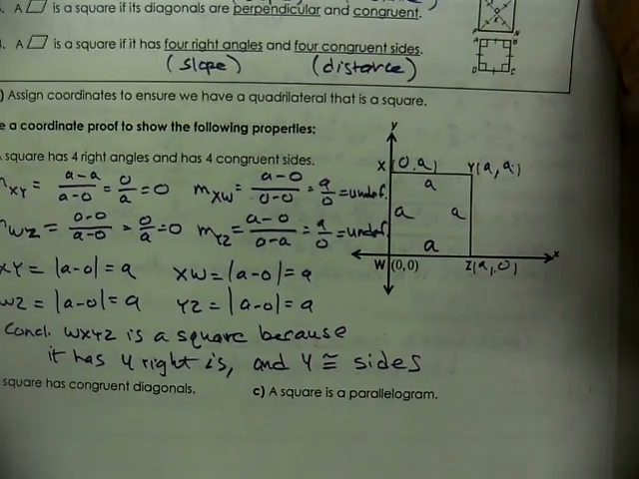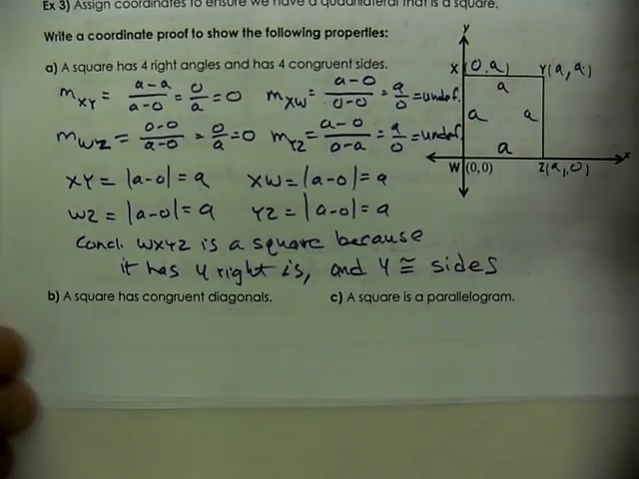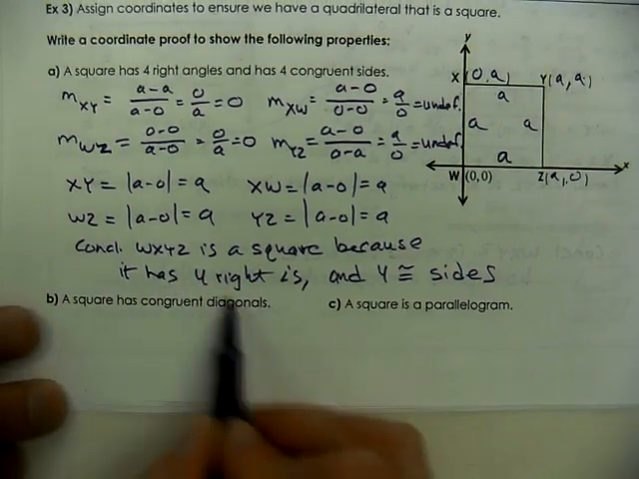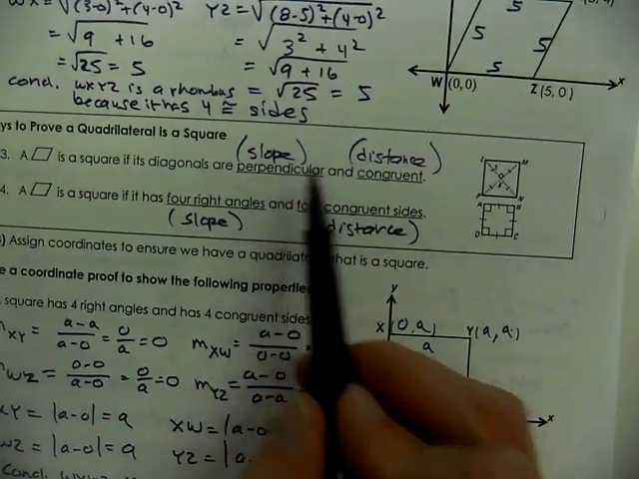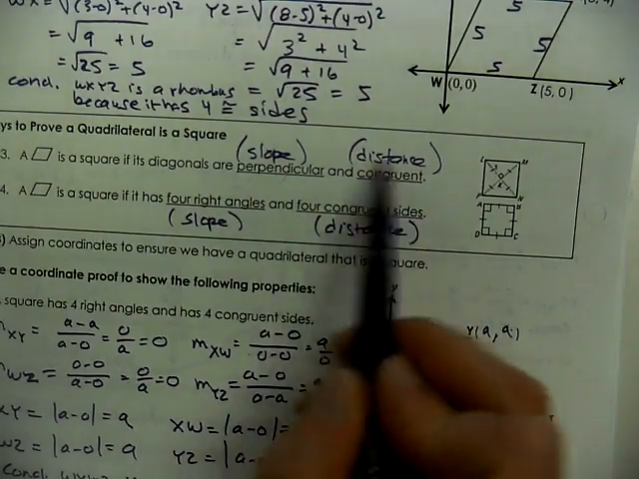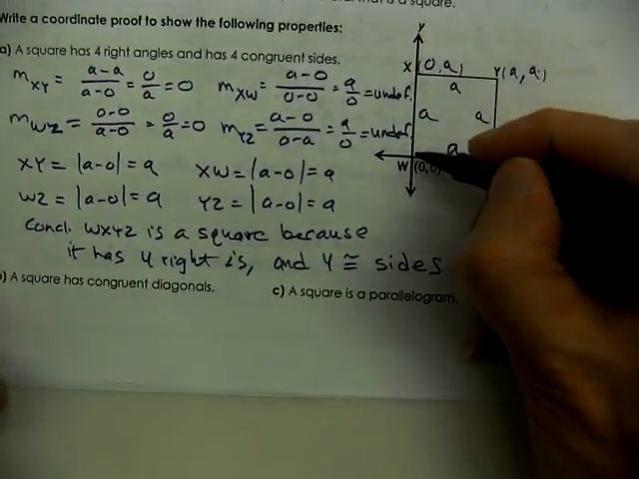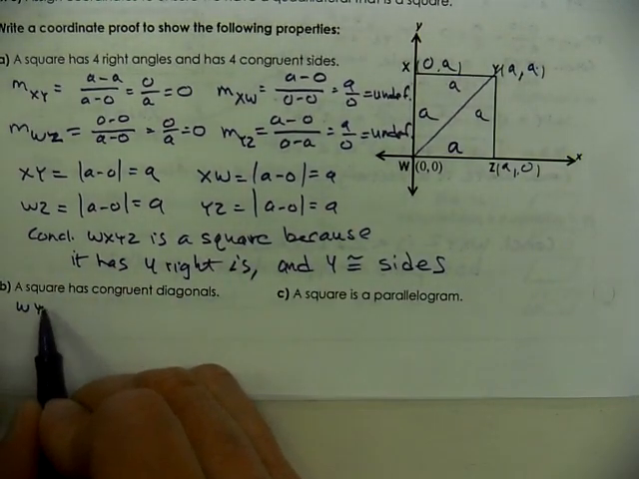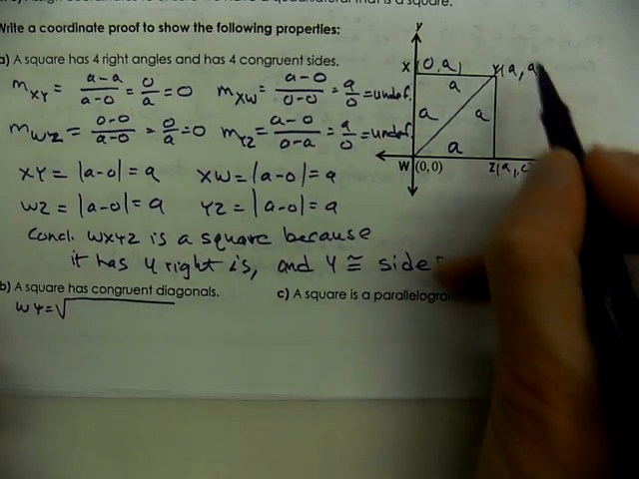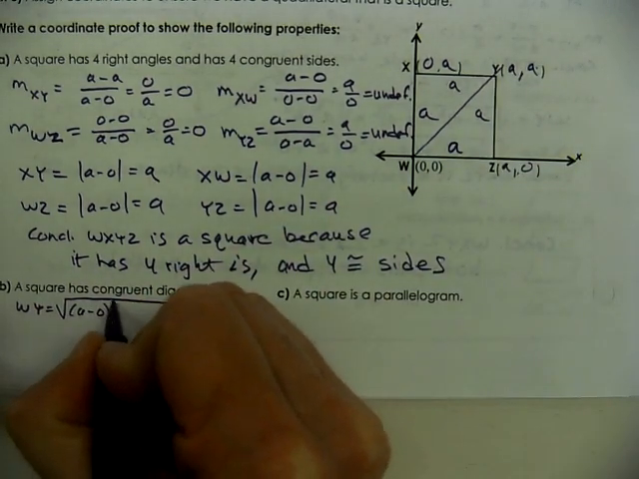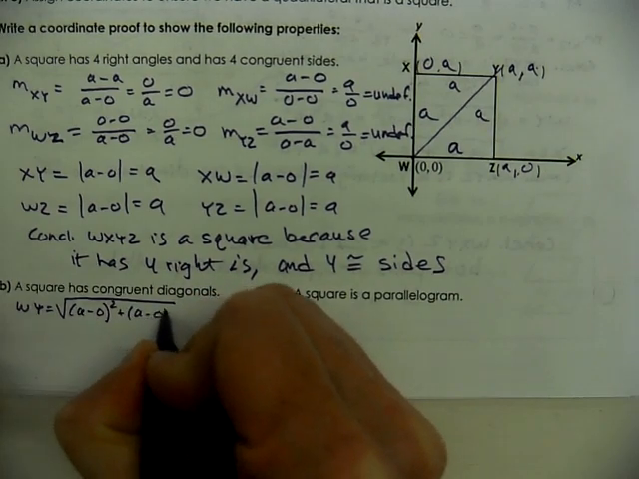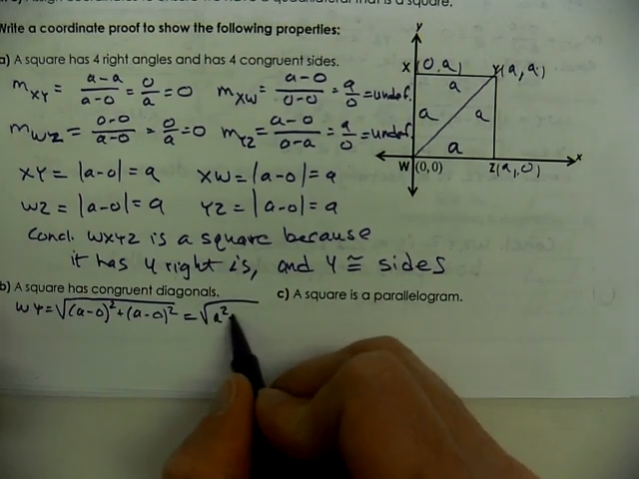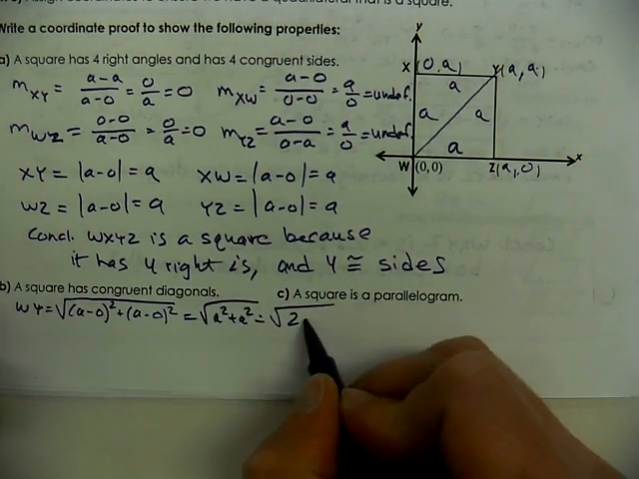So these last 2 parts, just to kind of finish up with a couple other questions that might come up. What if we're talking about the diagonals? Now notice here, we're not looking at the full property of both perpendicular and congruent diagonals. They're just picking this one only. So let's take a look at the diagonal from W to Y and calculate its length. All right, so we have a minus 0 quantity squared plus another a minus 0 quantity squared. And so what that means is you have a squared plus a squared, which is 2a squared under the radical.